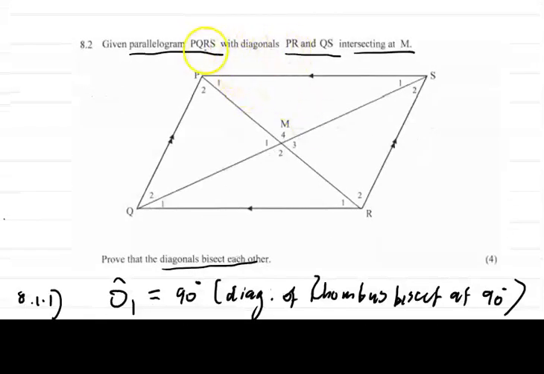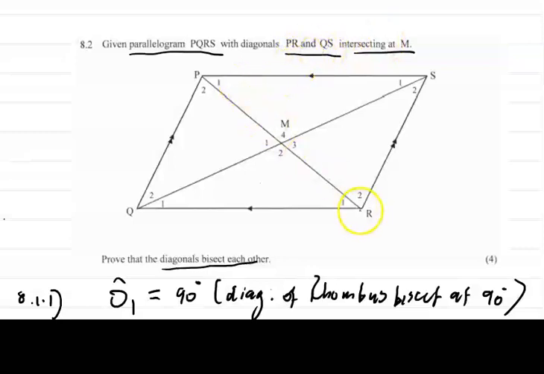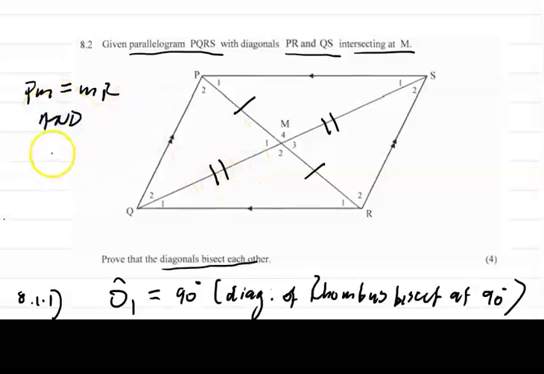So if you look carefully, I want to prove that the diagonals PR and QS intersecting at M. So PR is this, and QS rather. So what I want to do is prove that the diagonals bisect each other. So I want to prove that PM is equal to MR, and I want to prove that QM is equal to MS. That's what it means to prove that the diagonals bisect each other.